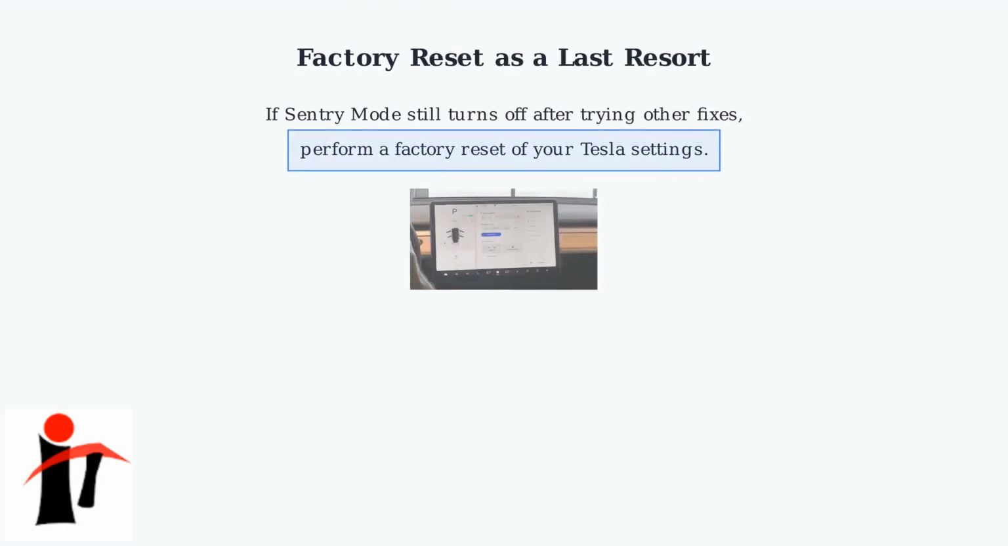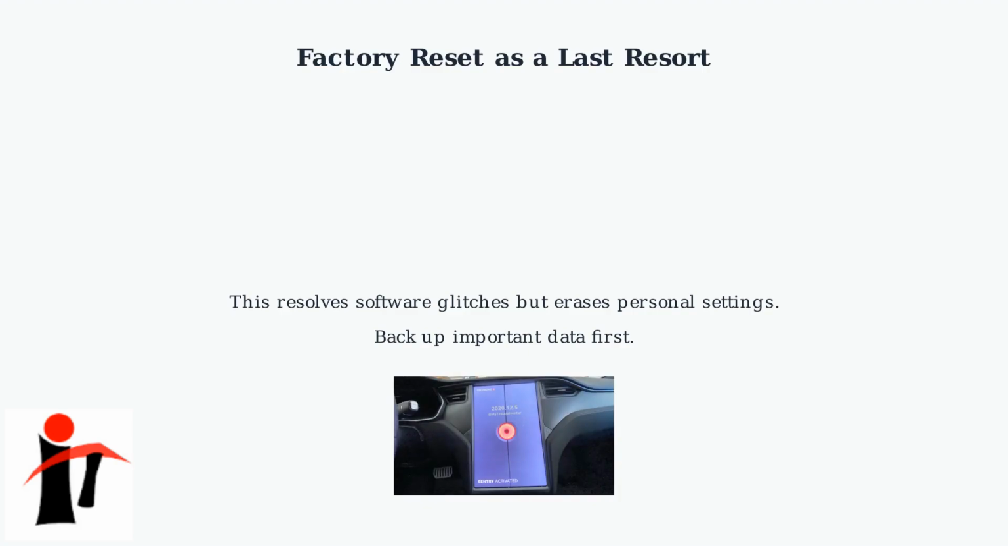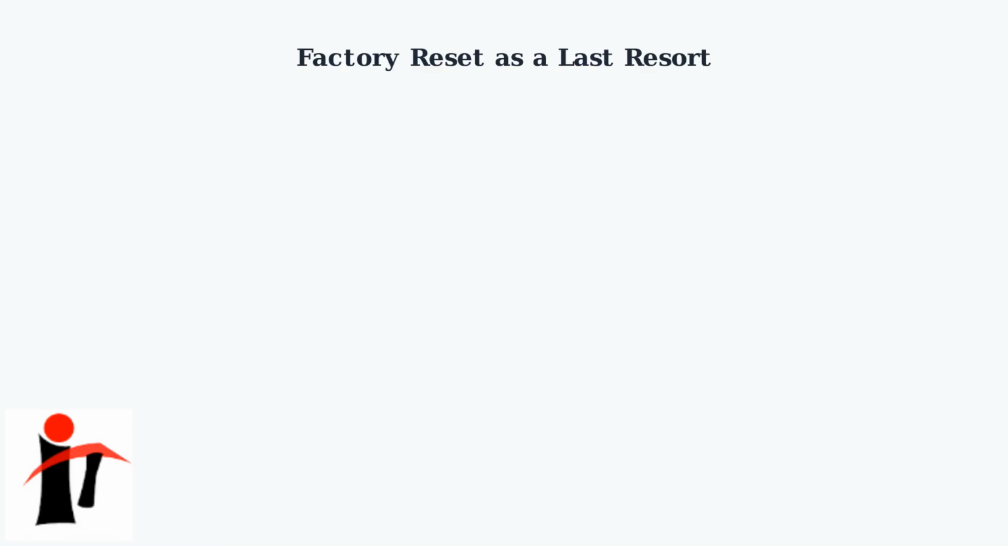If Sentry Mode continues turning off despite all previous troubleshooting steps, consider performing a factory reset of your Tesla's settings as a last resort. This can clear underlying software glitches that cause unexpected deactivation. Be aware that a factory reset will erase all your personalized settings, so back up any important data beforehand, such as navigation favorites or driver profiles.